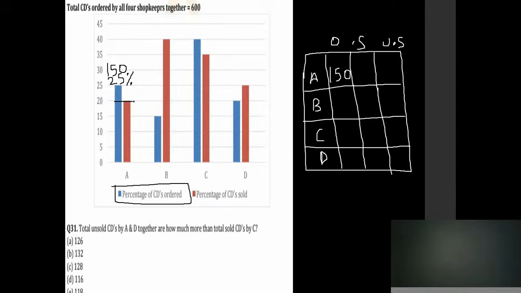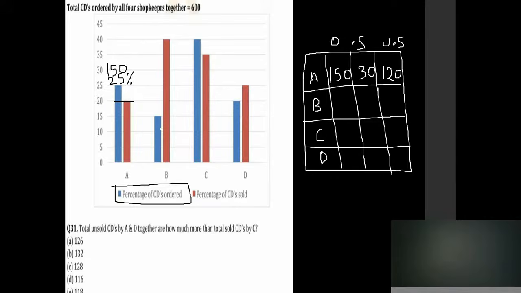So out of 150, that person sold 20%. So 20% of 150 means 0, 0 cancel. 15 into 2, 30. Shop A is able to sell only 30 CDs. So if out of 150, 30 are sold, it means 120 are unsold. Shop A cannot sell 120 CDs. So that is the breakup of A. 150 ordered, 30 sold, 120 unsold.